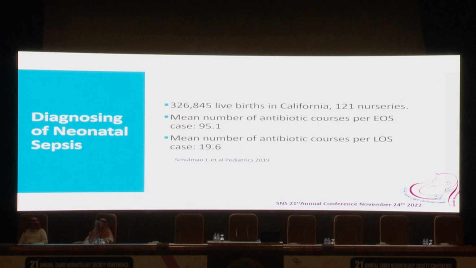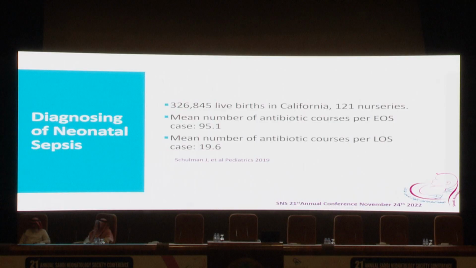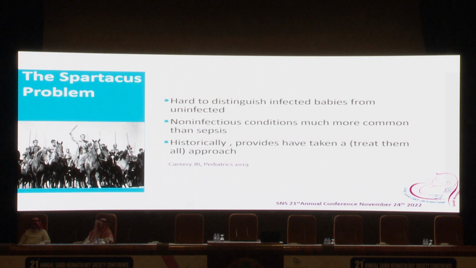He took 326,000 live births over 120 nurseries. They found the median number of antibiotic courses per early onset sepsis case is 95. And when we look at the number of antibiotic courses per late onset sepsis case, it is really 19. So what they found and concluded is that the percent of newborns receiving antibiotics for neonatal sepsis is not correlated to proven early or late neonatal sepsis.